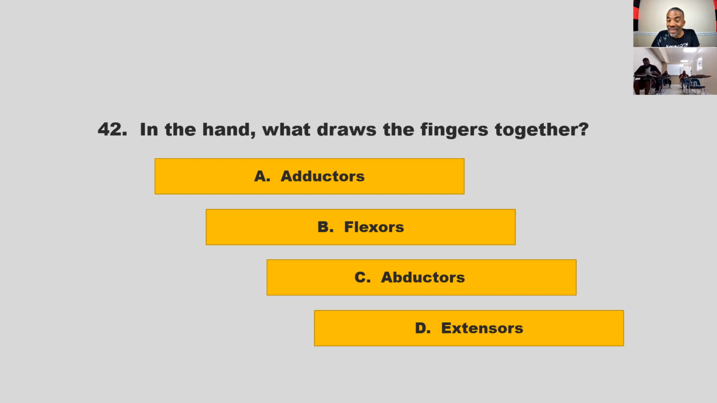Okay, in the hand, what draws the fingers together? I don't know. I thought this was an easy one. Is it the adductors, the flexors, the abductors, or the extensors? C. Abductor. C.